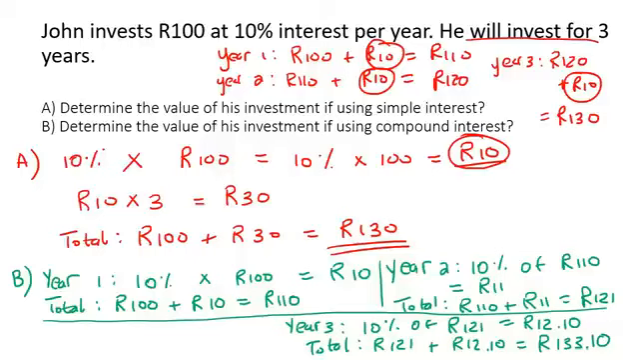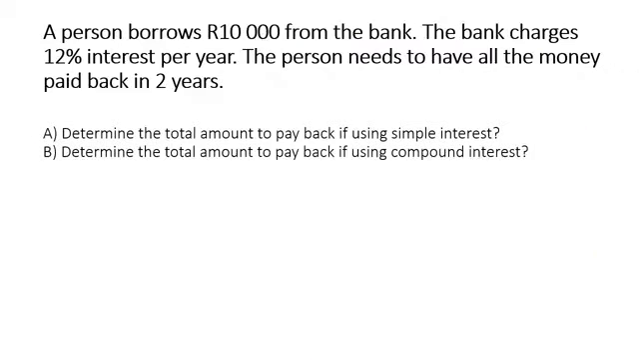Whereas in compound, you are going to change it. It becomes 10 Rand, then it became 11 Rand, and then it became 12 Rand 10. So it always changes with compound interest. Here's another example. And this is our last example for this lesson.